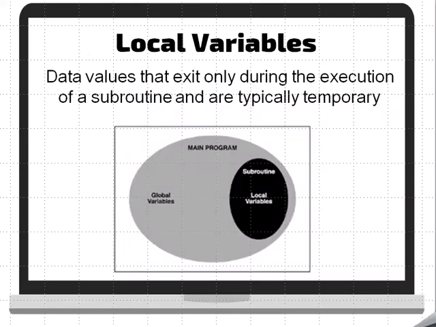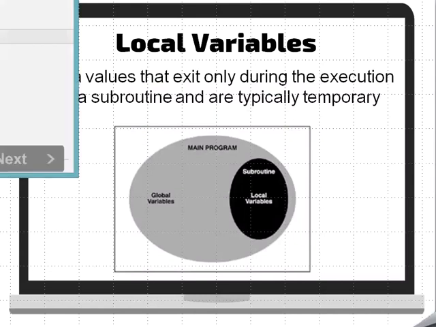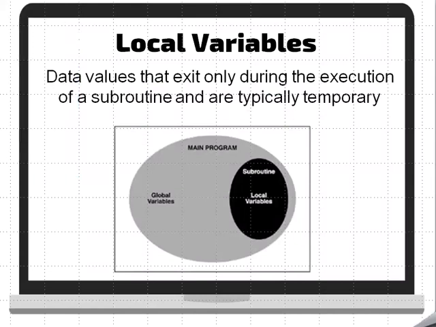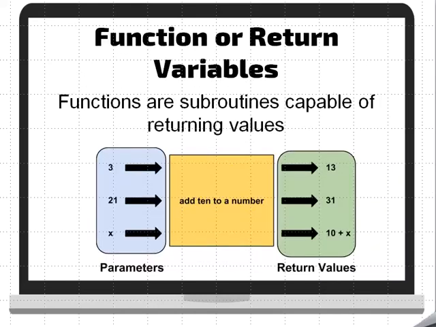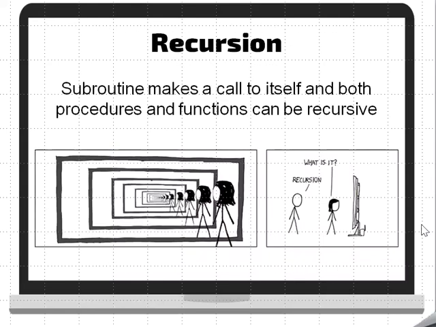We also have local variables, which are data values that exist only during the execution of a subroutine and are typically temporary. For example, here we can see the subroutine local variables. We also have functional return variables, where functions are subroutines capable of returning values. So we have parameters, and after we add them, we have return values here. Lastly, we have recursion, which are subroutines that make a call to themselves, and both procedures and functions can be recursive. So it's just repeating itself.